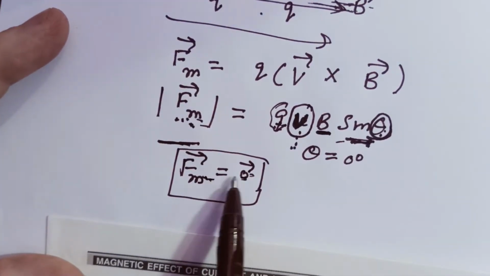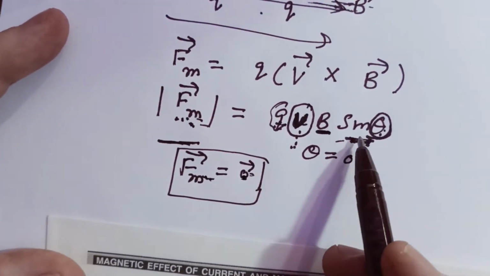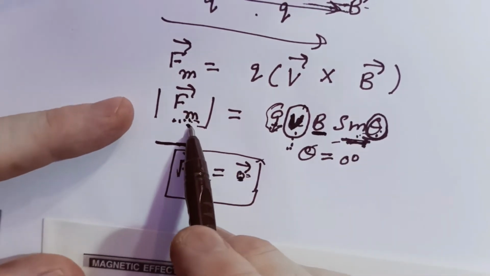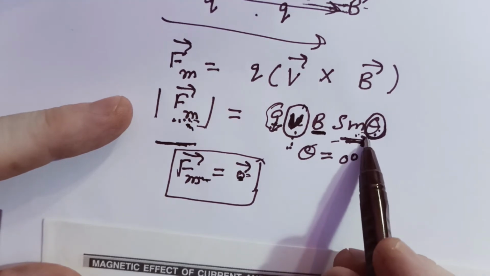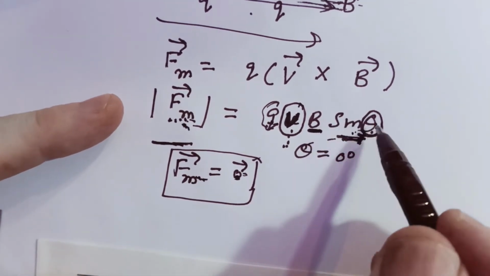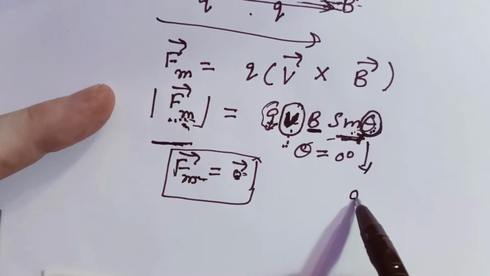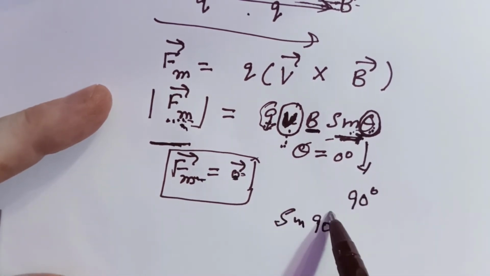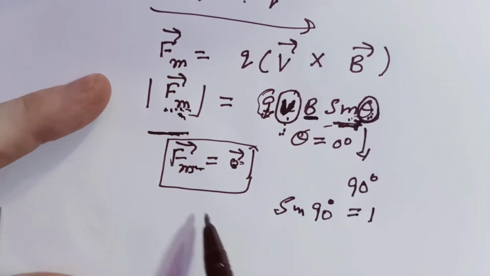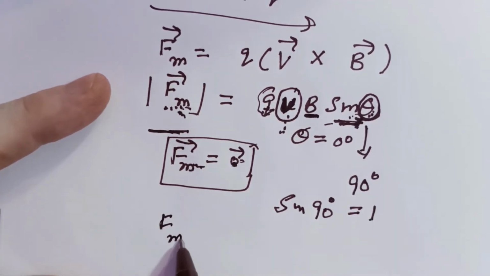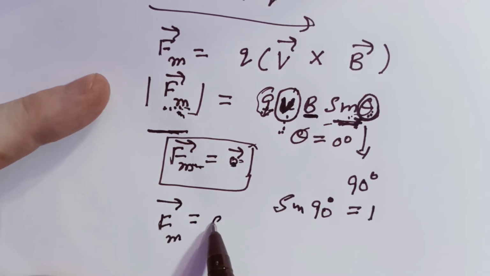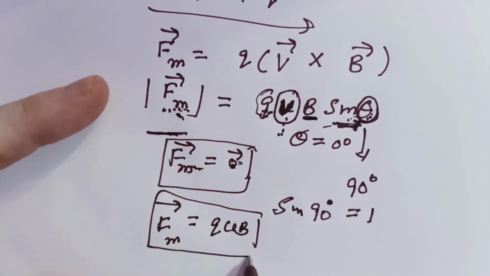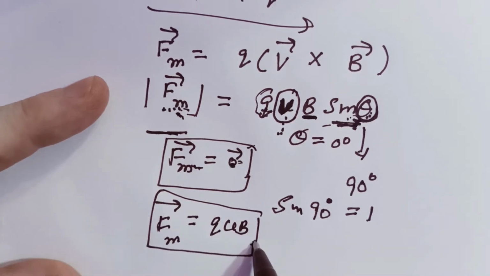Mean if there is a charge particle, it is moving along the direction of magnetic field, it will not experience any force. Then your question may be, when it experiences a maximum force, what should be theta? Yes, theta should be 90 degree. Then sin 90 becomes maximum. How much? 1. Then charge particle will experience a force qvB. This is the maximum force experienced by charge particle.